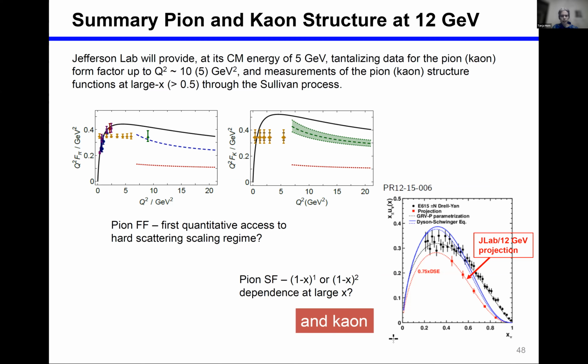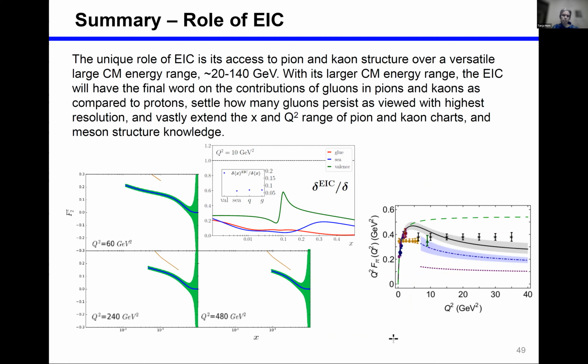So that's Jefferson Lab. Then the unique role of the EIC will then be to access the pion and kaon structure over a very large range in center of mass energies. It's impressively large, 20 to 140 GeV. And with this large center of mass energy, one can say that the EIC will have the final word on the contributions of gluons in pions and kaons as compared to protons, and settle then the questions that I discussed earlier: how many gluons persist as viewed with the highest resolution in this vastly extended range in Q squared and x, and chart essentially the pion and kaon structure and our meson structure knowledge.